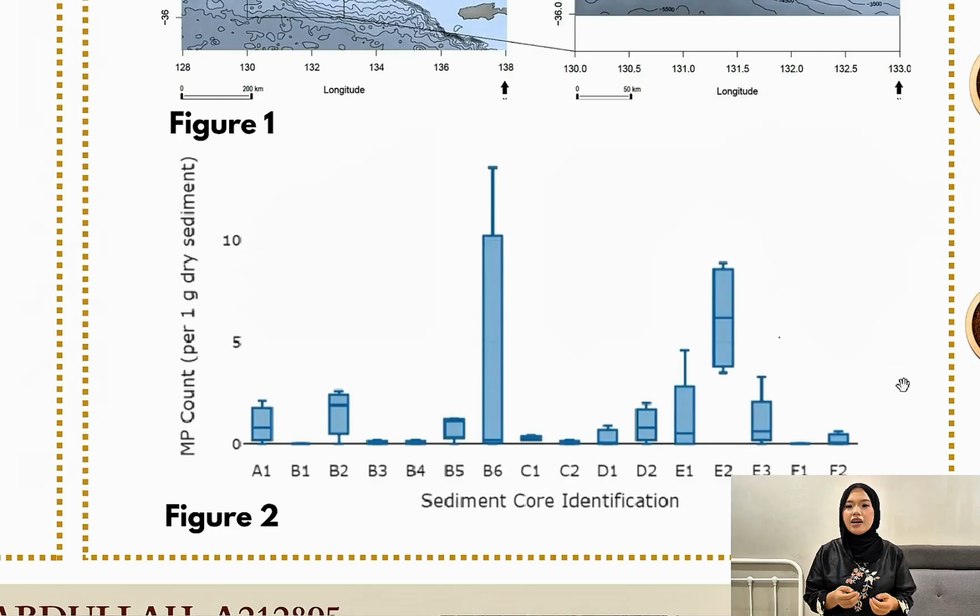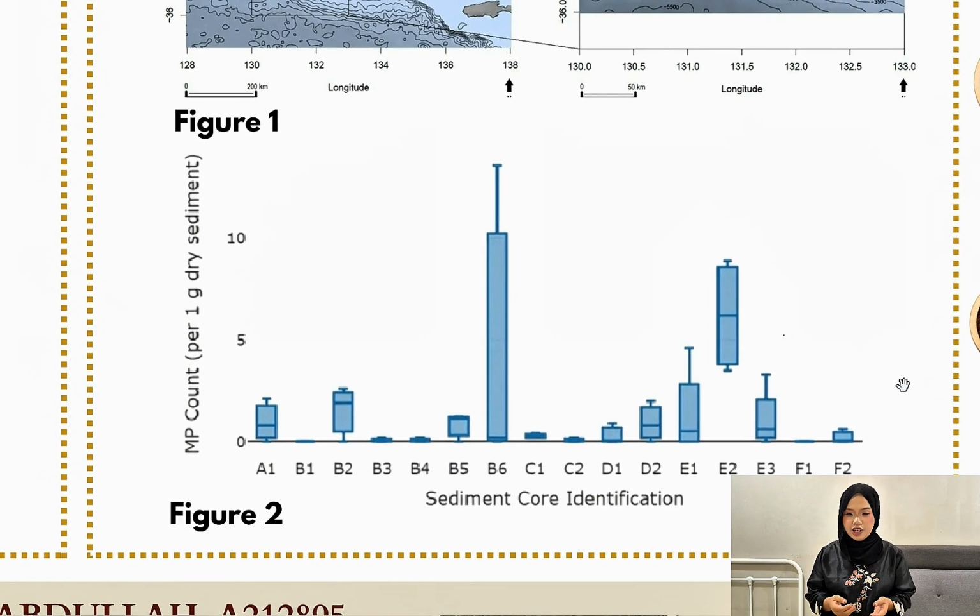Some sediment contains very low or zero microplastics, while others contain much higher amounts. This shows that microplastics are not evenly distributed on the seafloor. Instead, the pollution is patchy even between nearby locations.